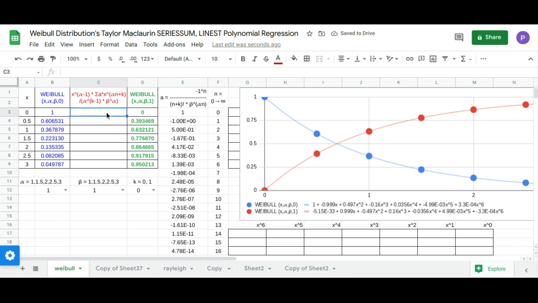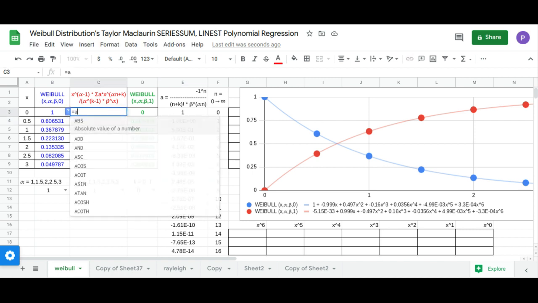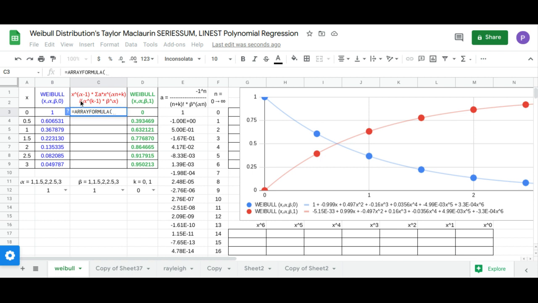Now we can continue with the series sum. So array formula. The first part is x raised to the power alpha minus 1. So x raised to the power the quantity alpha minus 1 times the summation. That's series sum. So series sum of the x values raised to the power alpha n plus k.